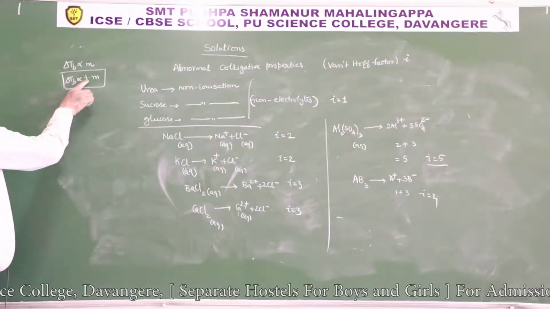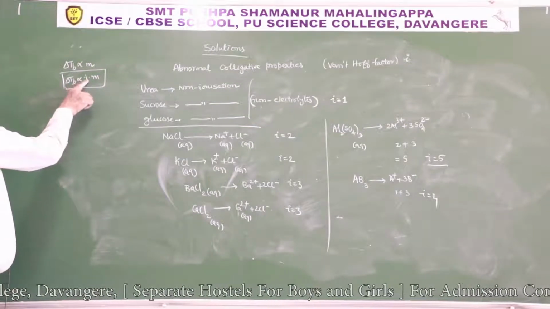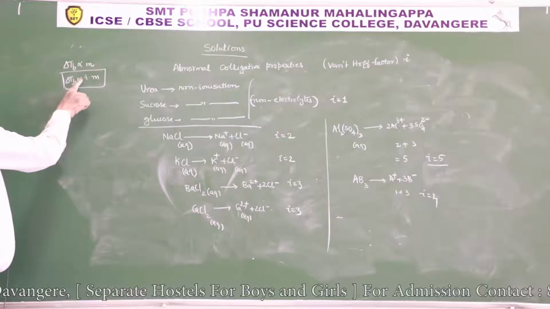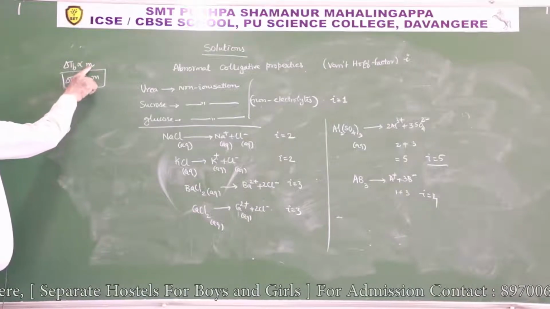I is equal to 1 for urea, I is equal to 1 for glucose, I is equal to 1 for sucrose.